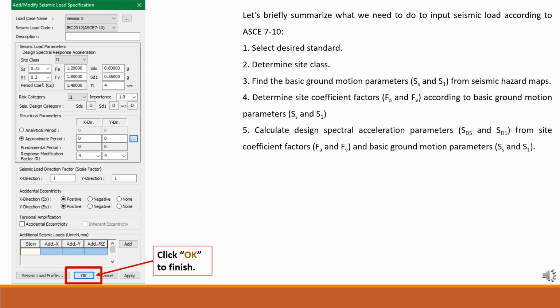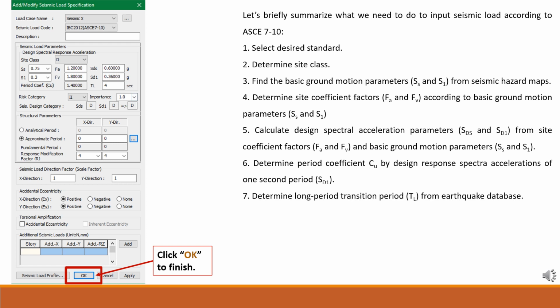5. Calculate design spectral acceleration parameters, SDS and SD1, from site coefficient factors, FA and FV, and basic ground motion parameters, SS and S1. 6. Determine period coefficient Cu by design response spectra accelerations of 1 second period, SD1. 7. Determine long period transition period, TL, from earthquake database.